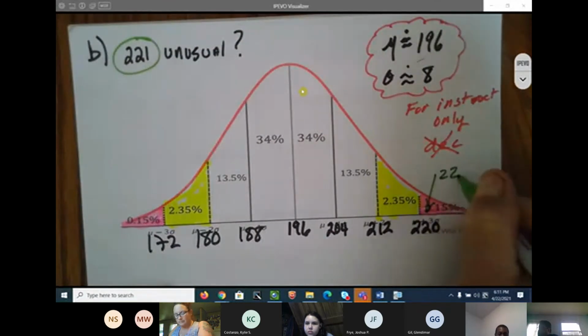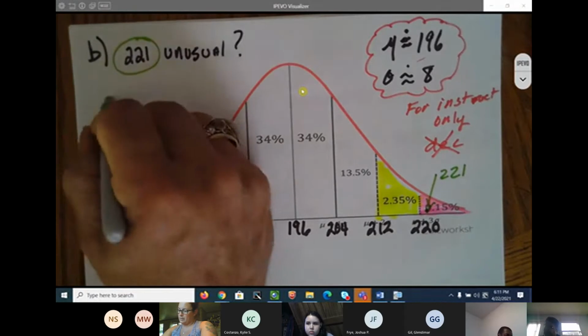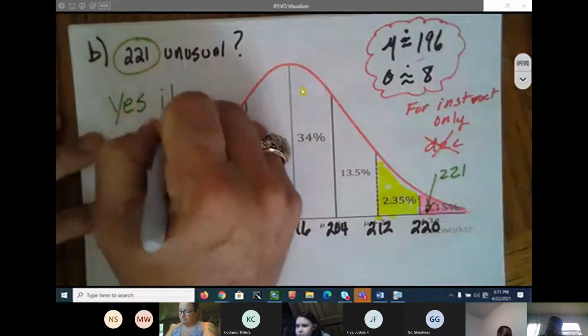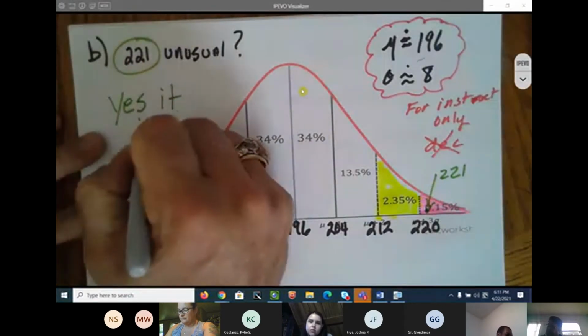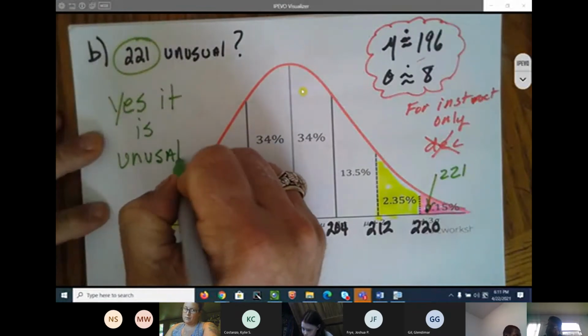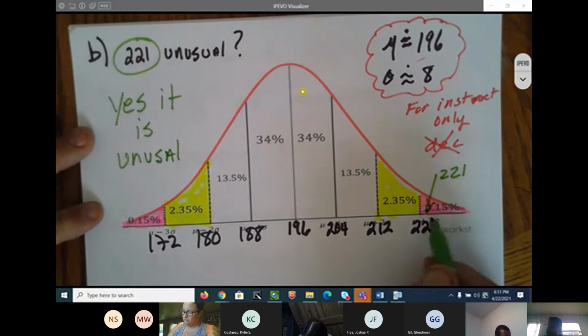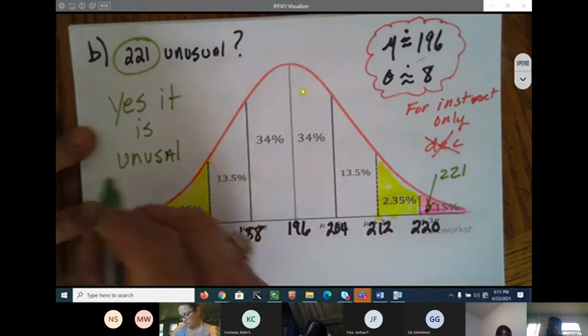Outlier. So not only is it unusual, it's a dadgum outlier. So it is unusual. So you would put yes, it is unusual, because 221 is going to be less than 0.05.